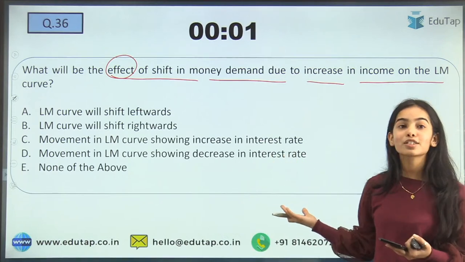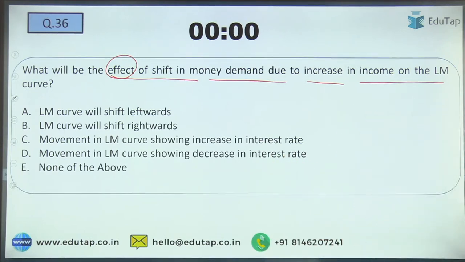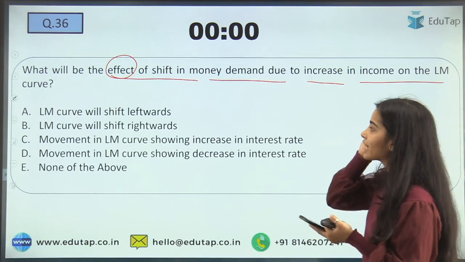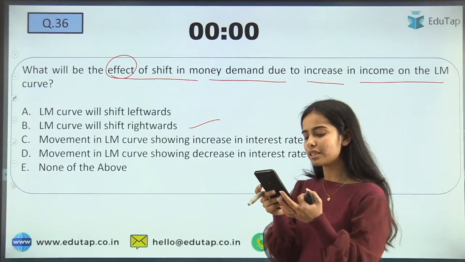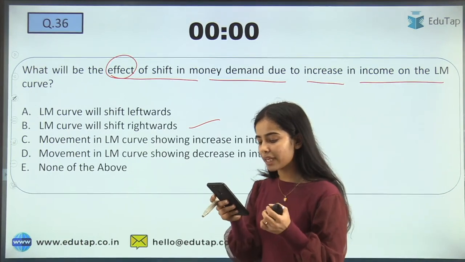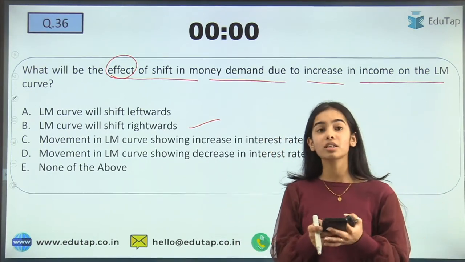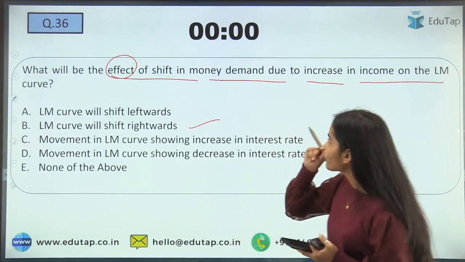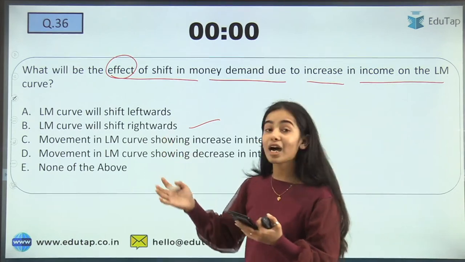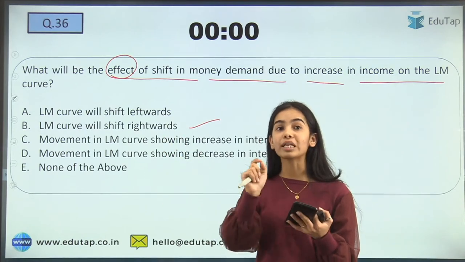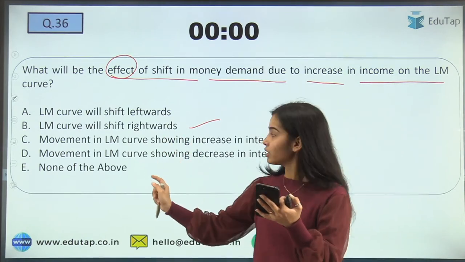So try to give the right answer of this one now. I started getting the answer, that is B. So Shubham and Narmathan, okay, Naveen is saying B. Thank you so much, Narmathan. So what will be the effect of shift in the money demand due to increase in income? So there should be a shift. Are you people really sure that there should be a shift?